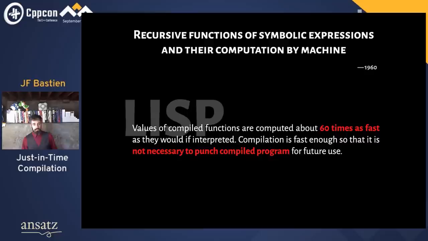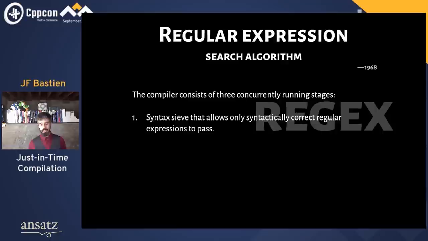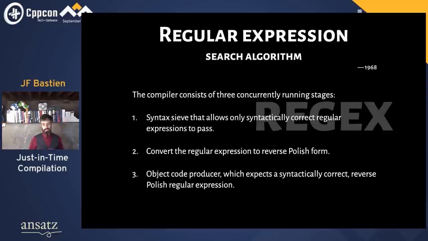So next paper I want to tell you about, and it's not the second published paper on JITs, but it's one of the first. There's this one on regular expression search algorithms. It was written by this guy called Ken Thompson, who probably did other stuff in his life. But it's another quaint paper from the 60s. Really interesting. And it starts off by saying the compiler consists of three concurrently running stages. Stage number one, syntax sieve that allows only syntactically correct regular expressions to pass. Makes sense. Stage number two, convert the regular expression to reverse Polish notation. Final stage of the compiler, object code producer, which expects a syntactically correct reverse Polish regular expression. Pretty simple JIT, three steps, you got a compiler.